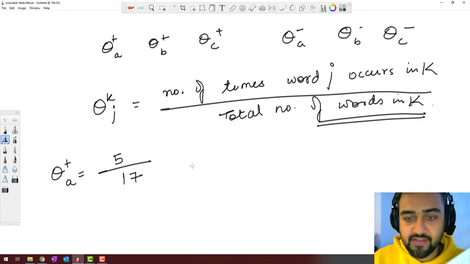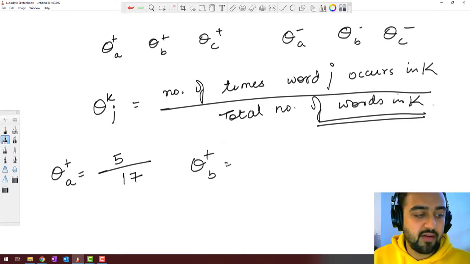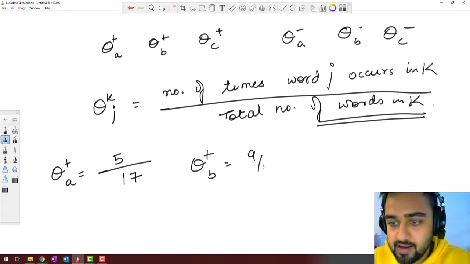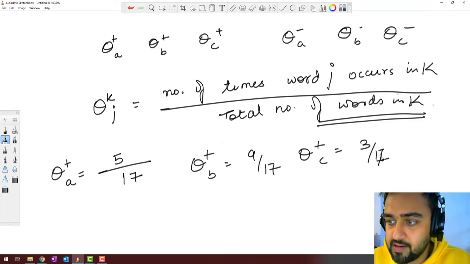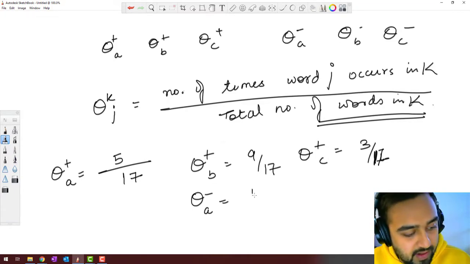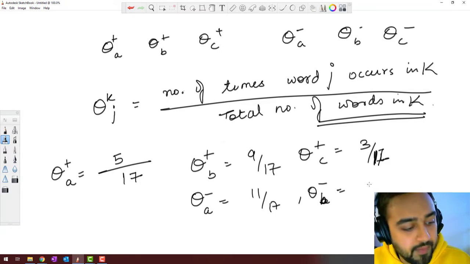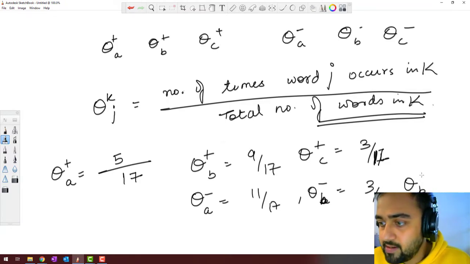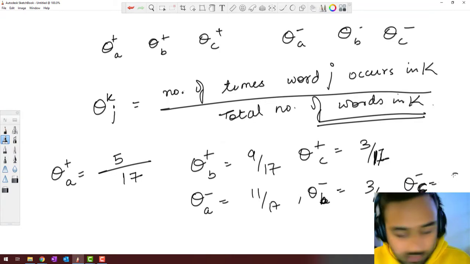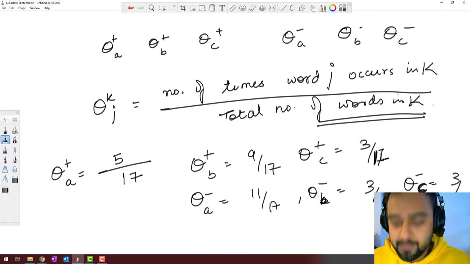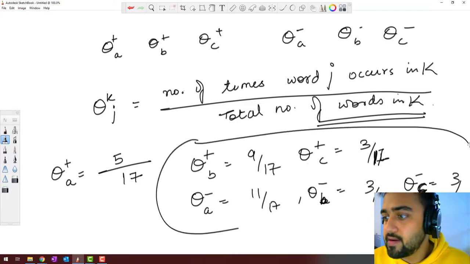So 5 by 17. Similarly, for the positive class, B occurs 9 by 17, and C 3 by 17, right? And similarly, theta A for negative would be 11 by 17. Theta B for negative would be 3 by 17. And theta C for negative would be 3 by 17 again. Alright, using these values, now our classifier has been built.